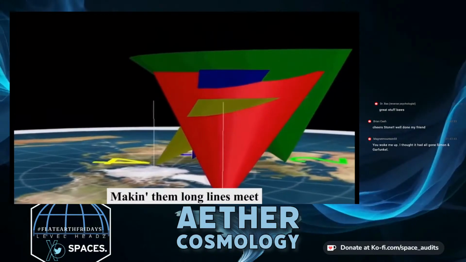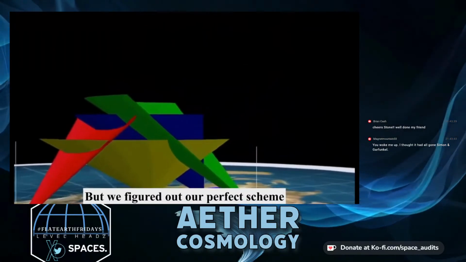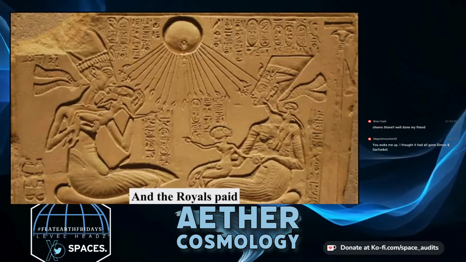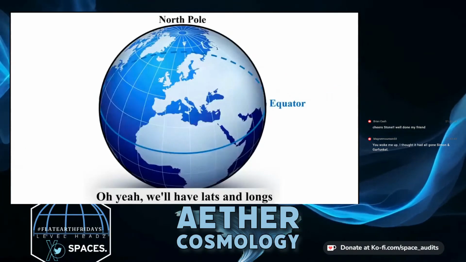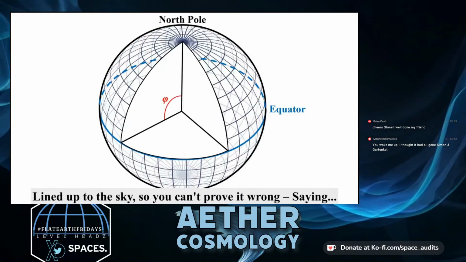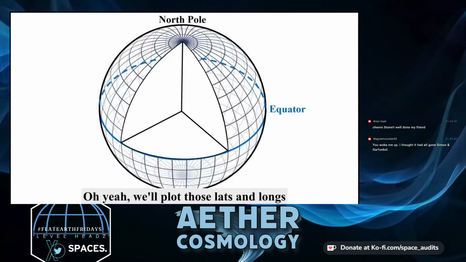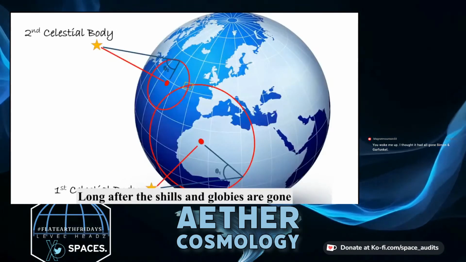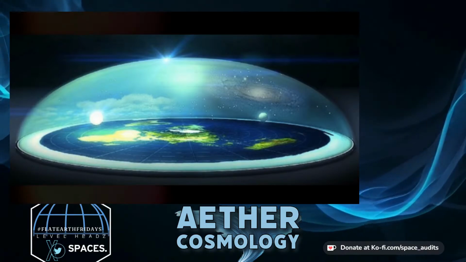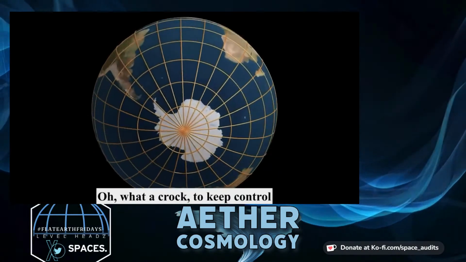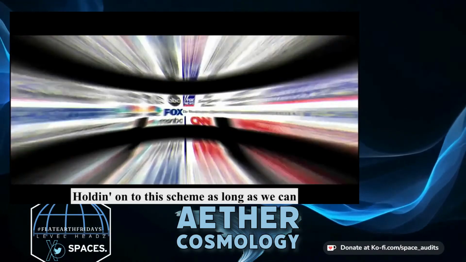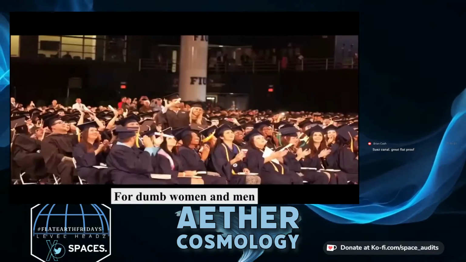Little taken back, making them long lines meet. Scratching our heads, but we figured out a perfect scheme. Well, whenever there's a place that has to curve like we need, and the royals paid to make this geoid a thing, so we'll say, oh yeah, we'll have lats and longs lined up to the sky, so you can't prove it wrong. Saying, oh yeah, we'll plot those lats and longs long after the shales and globe is all gone. Oh, what a rock! Keep control! Fuck the bubble belt! They denied us souls! Holding on to the sky as long as we can! No change coming round real soon for dumb women and men!